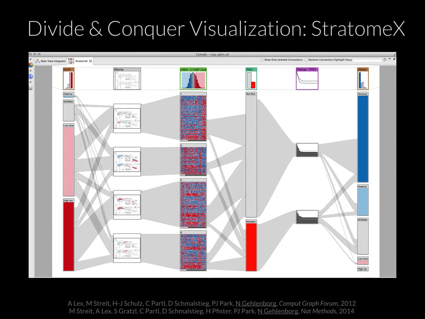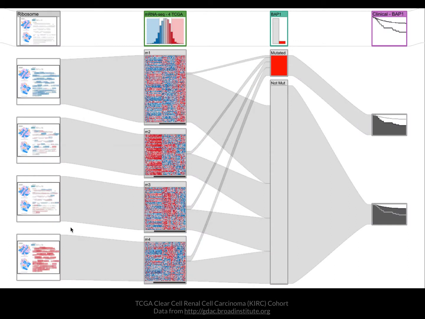It looks pretty, well, I don't know if it's pretty straightforward. In essence, what we have here right now is mRNA-seq data clustered into 4 clusters. And here's an example for a gene, BAP1, and its mutation status. This is the kidney clear cell renal cell carcinoma data set from TCGA, about 400 patients.